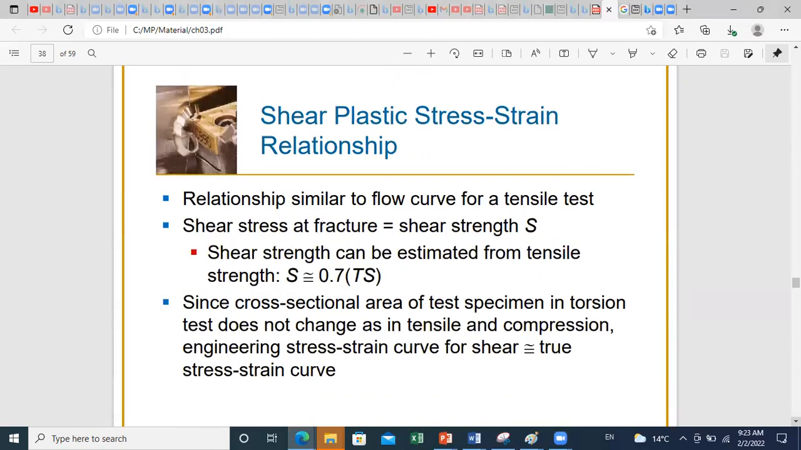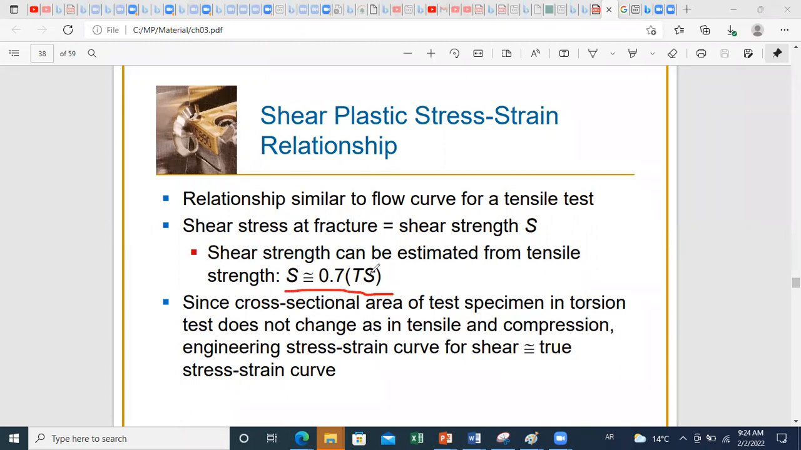Now, in addition, we can also relate the shear strengths to the tensile strengths, which represents the maximum value of shear related to the maximum value in tension. We have experimentally developed a relation between both. The shear strength is nearly 70% of the tensile strength. So if we conduct only a tensile test, we can deduce some properties of shear stress versus strain behavior.